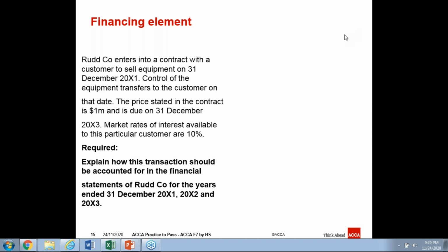Okay, do you people want me to solve the question? Yes. A company enters into a contract with a customer to sell equipment on 31st December 20x1. Control of the equipment transfers to the customer on that date. The price stated in the contract is 1 million and is due on 31st December 20x3. So the transaction will take place on 31st December 20x1, but you have to make the payment after 2 years, 20x2 and 20x3. The market rate of interest is 10% and the value is 1 million.